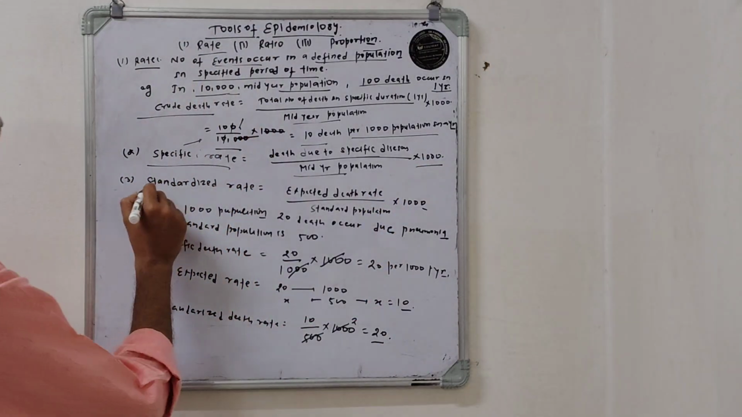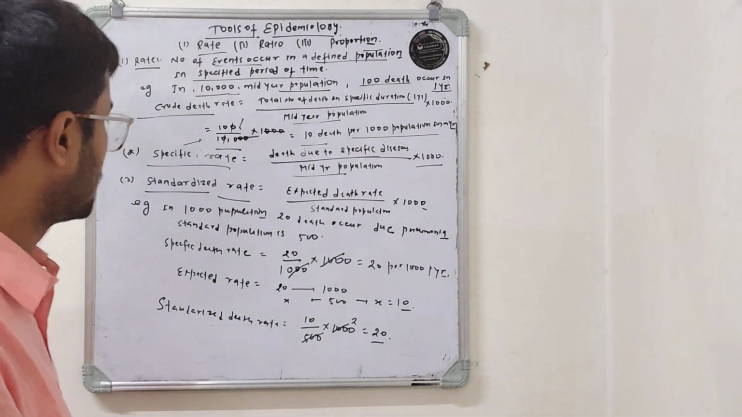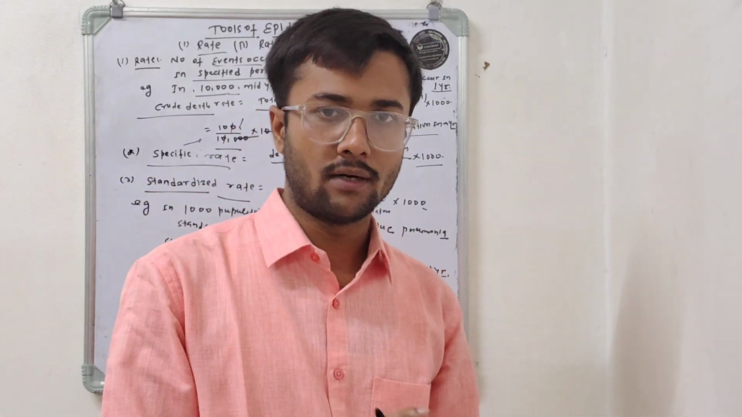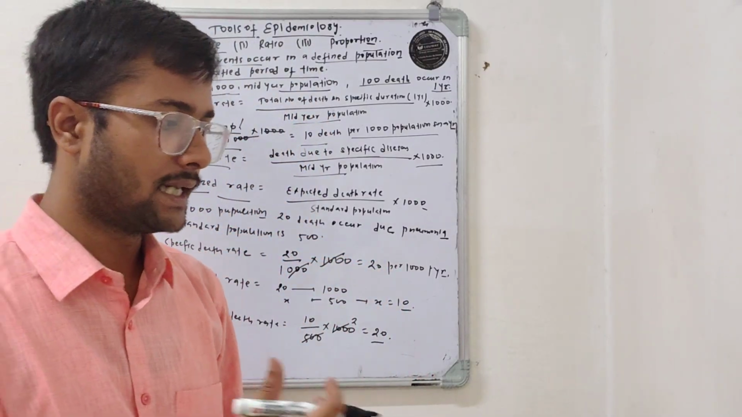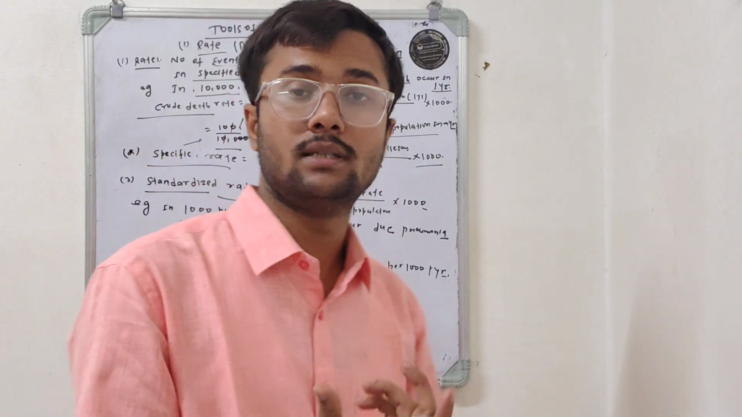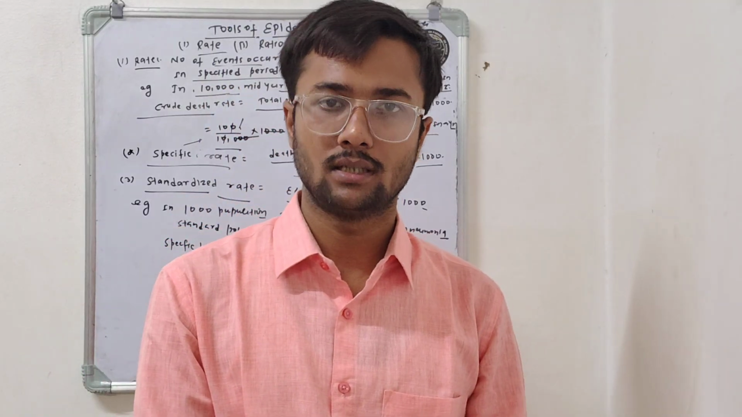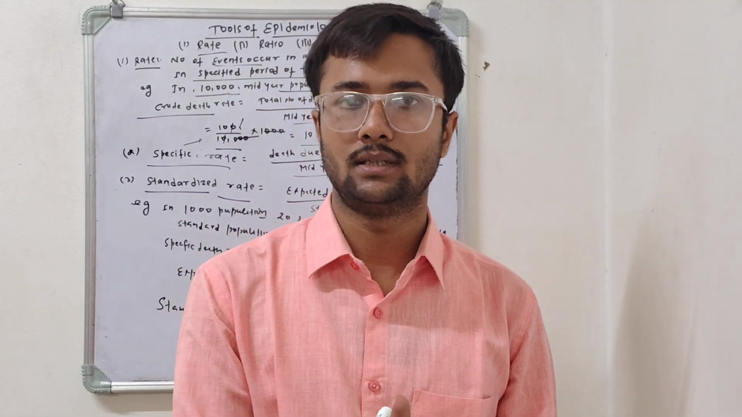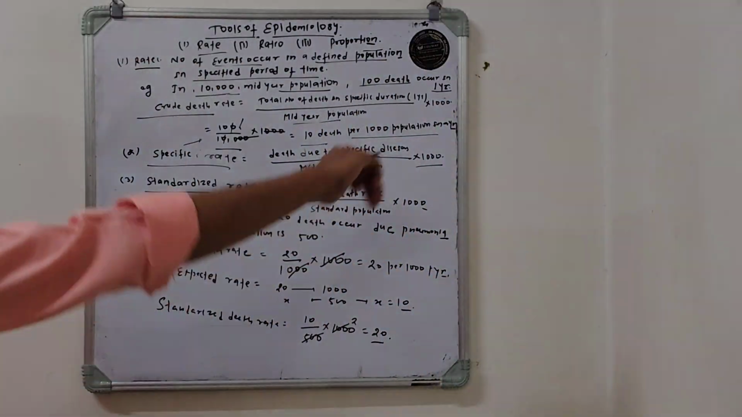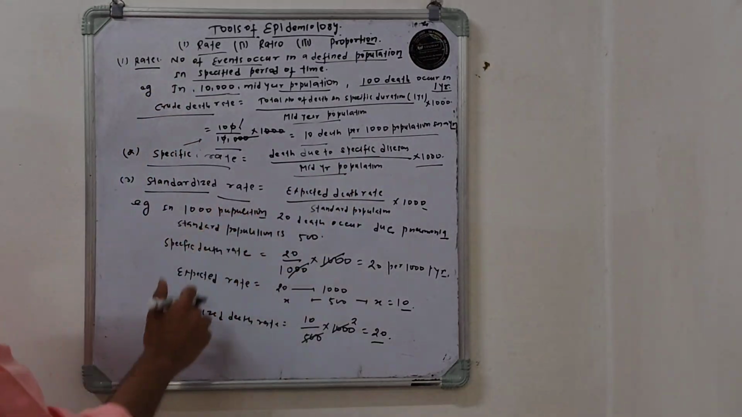Okay. The third important point is the standardized rate. Before the calculation of the standardized rate, first we calculate the specific rates. After calculating the specific rate, we calculate the expected rate, and this expected rate will act as the numerator. We divide this expected rate by a standard value which we assume or take during the study. So we see how the standardized rate is calculated.